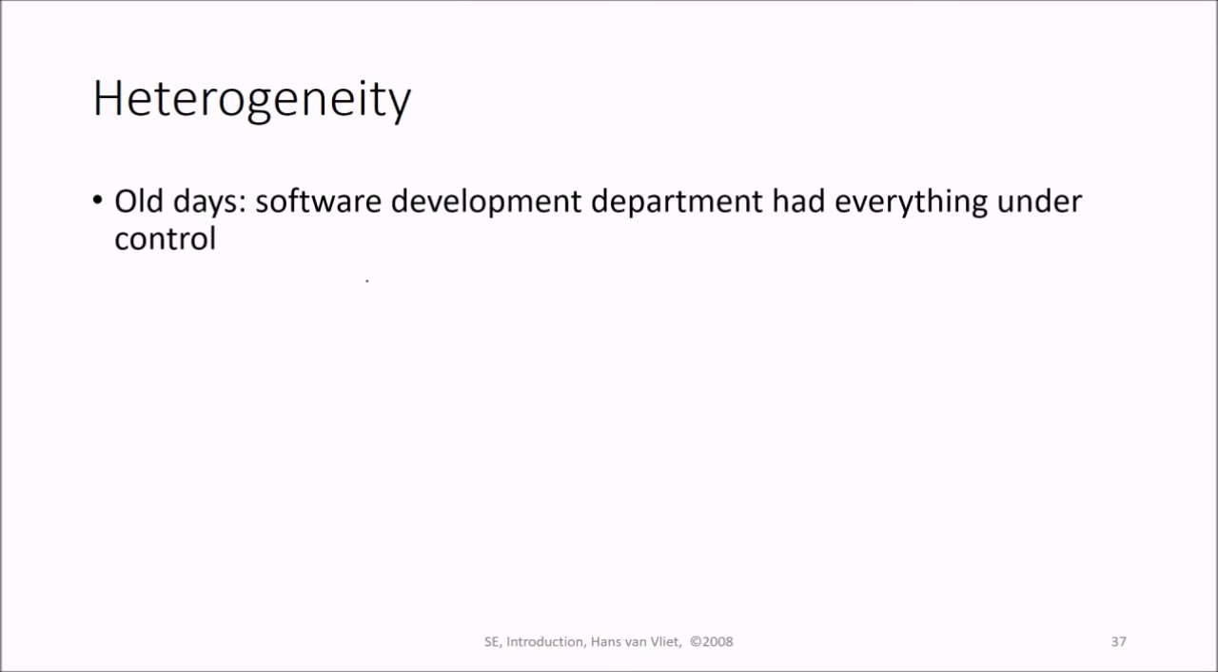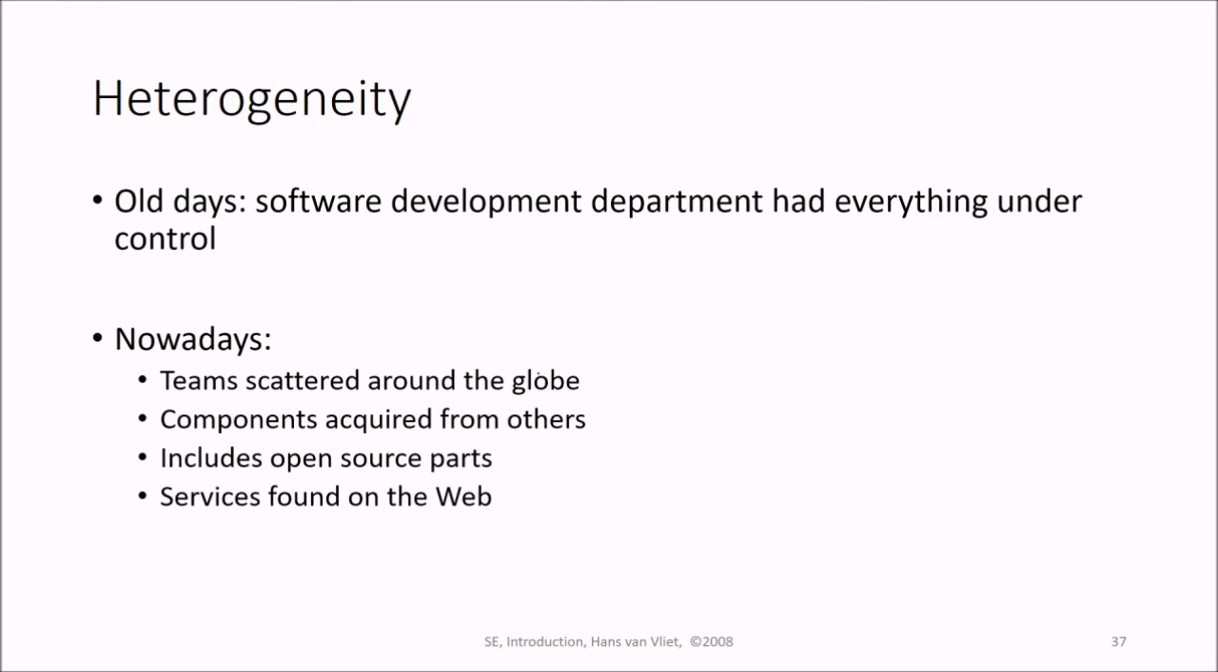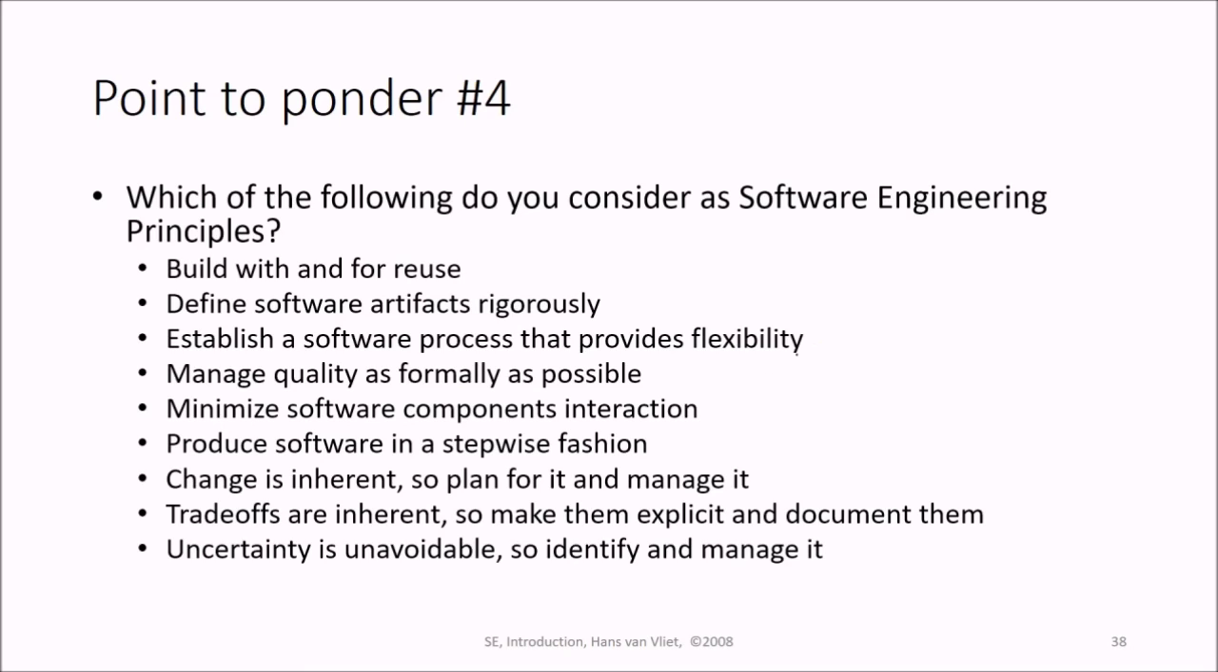Heterogeneity, we have introduced heterogeneity also. So in old days, the software development department had everything under control, but now teams are scattered in different parts of the world. The components are acquired from others, which includes the open source part, and services are found on the web. So now you need to think about which of the following you consider as a software engineering principle.